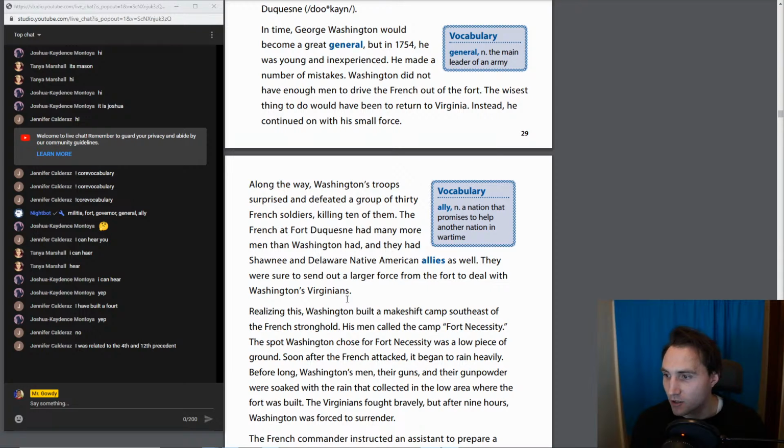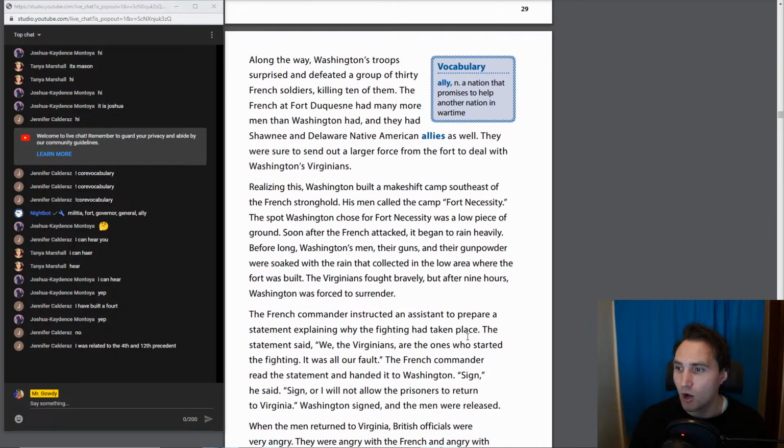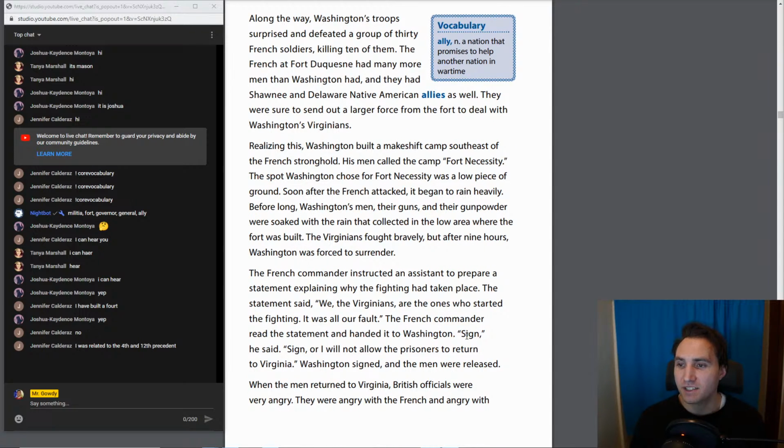So they were sure to send out a larger force from the fort to deal with Washington's Virginians. Realizing this, Washington built a makeshift camp southeast of the French stronghold. His men called the camp Fort Necessity. The spot Washington chose for Fort Necessity was a low piece of ground. So low ground, usually not the best place to be.